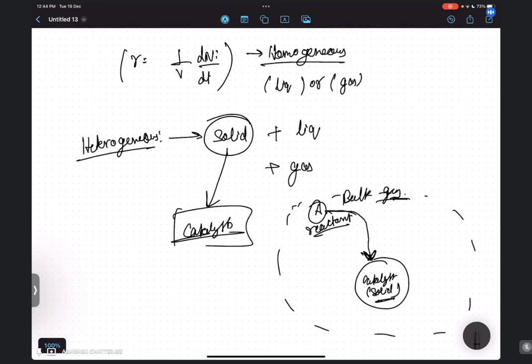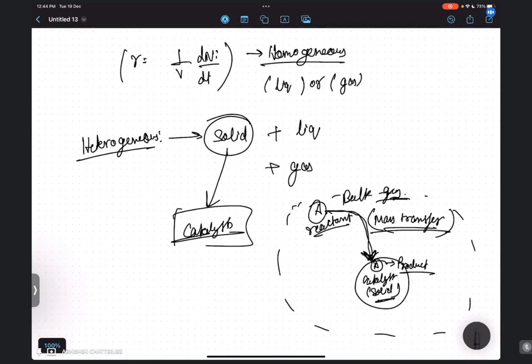So this reactant will diffuse onto the surface of the catalyst. So what is going to happen here? Mass transfer is going to happen. And once this reactant A reaches this catalyst surface, A is present here. Now this participates in a reaction, and it converts into a product.